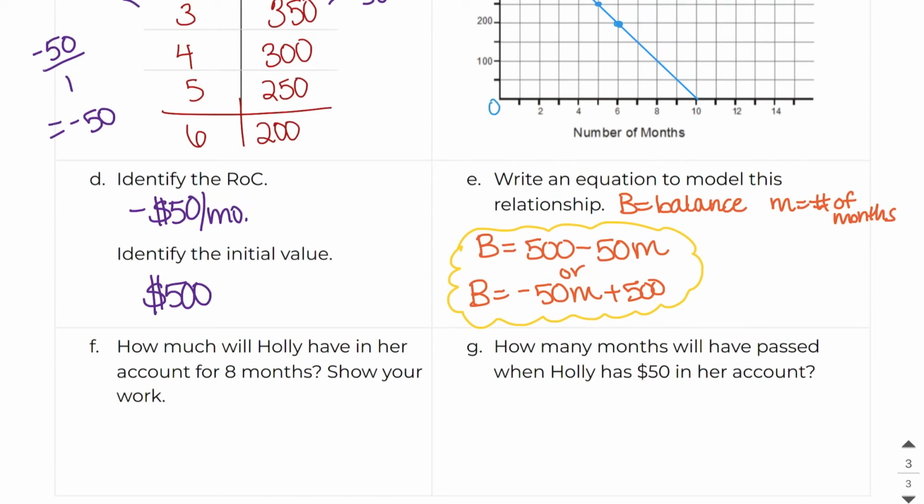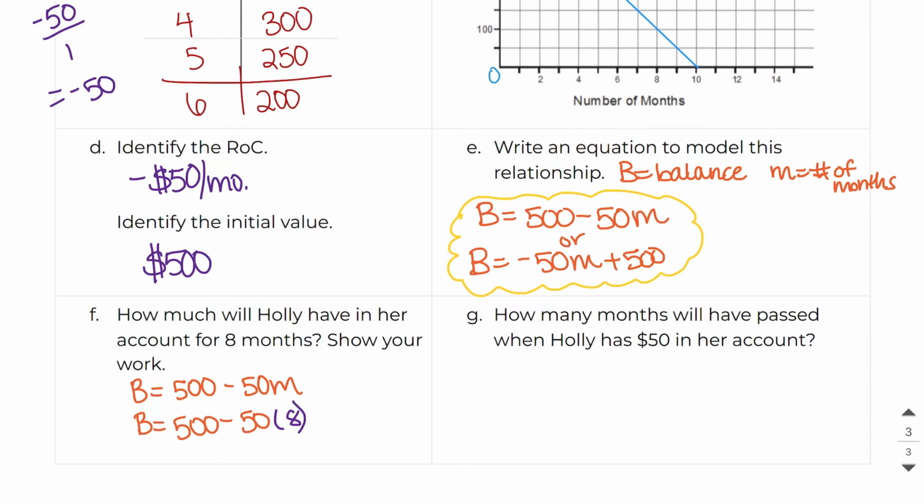All right, question F. How much will Holly have in her account for 8 months? So B equals 500 minus 50M. And here, this 8 months right here represents the number of months. So we're going to put in that 8 for M. So I'm going to copy the equation down exactly how I see it, but I'm going to replace that M with an 8. And I'm going to go ahead and evaluate. So negative 50 times 8 is negative 400. So I get 500 minus 400, which is $100. So she has $100 left in her account after 8 months.